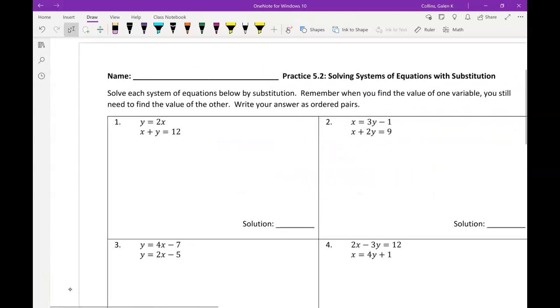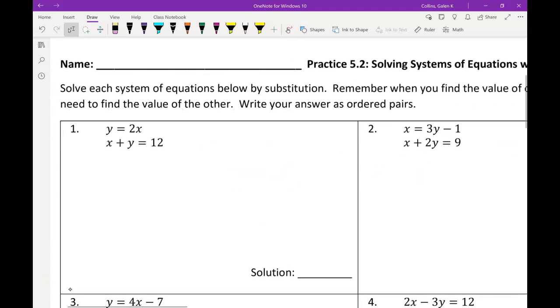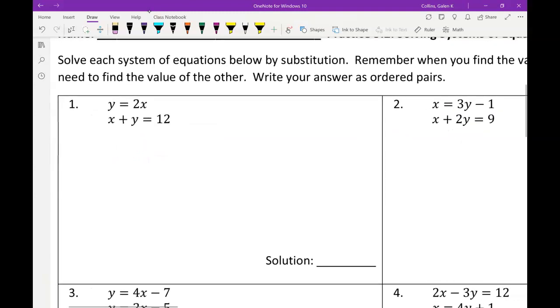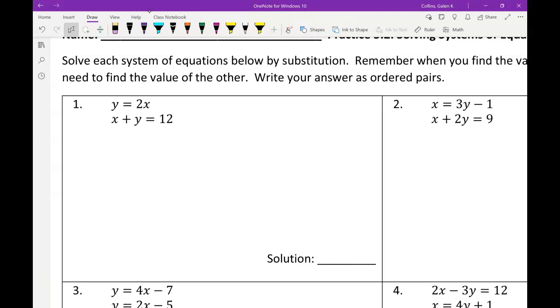So just to clarify, any x and y that makes a single equation true is the solution to the equation. So for example, in this first equation, y equals 2x, I know that when x is 0, y is 0, so that is a solution to the equation, but it's not a solution to our system, because if I plug that into my other equation, 0 plus 0 does not equal 12. So we're looking for the unique solution that is true for both equations.